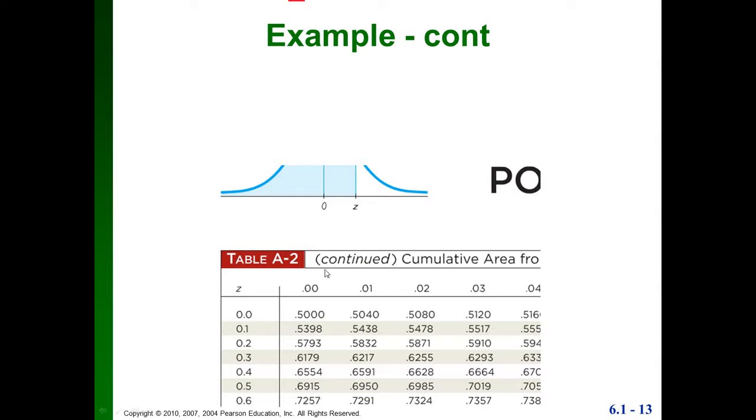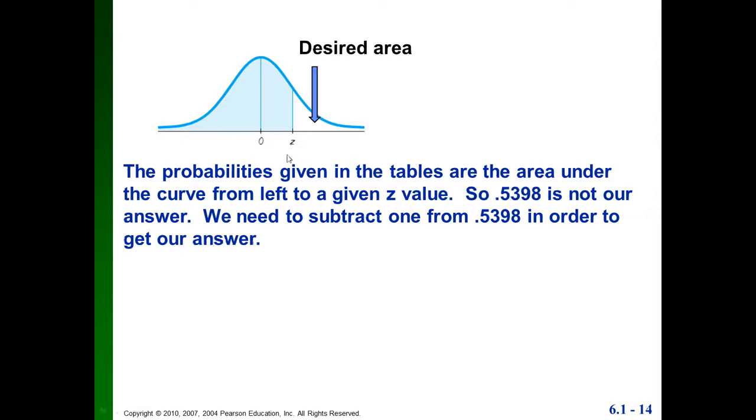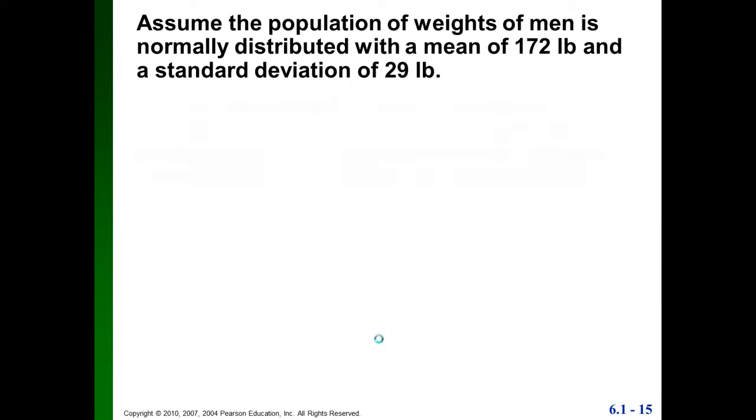Okay, so we go to 0.1, and then out to 10, and we look at where we have it right there. Okay, so now that's going to be the area to the left side. So we want the area to the right side. So we take and subtract 1 minus this blue area, and we get our answer. So the answer says 46.02%. And that's how we do that problem.